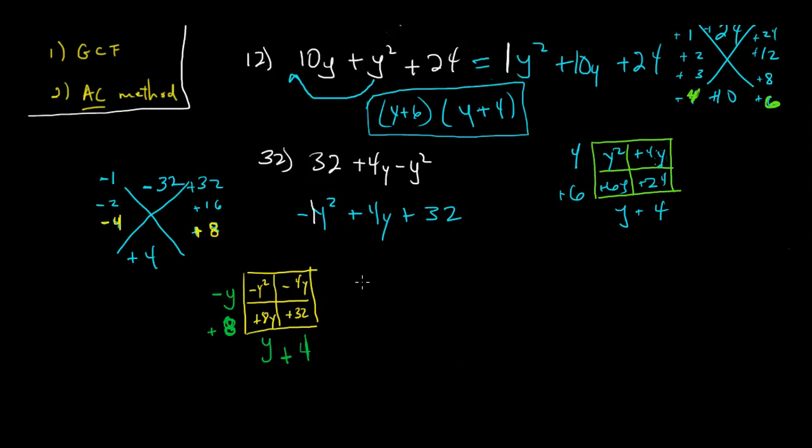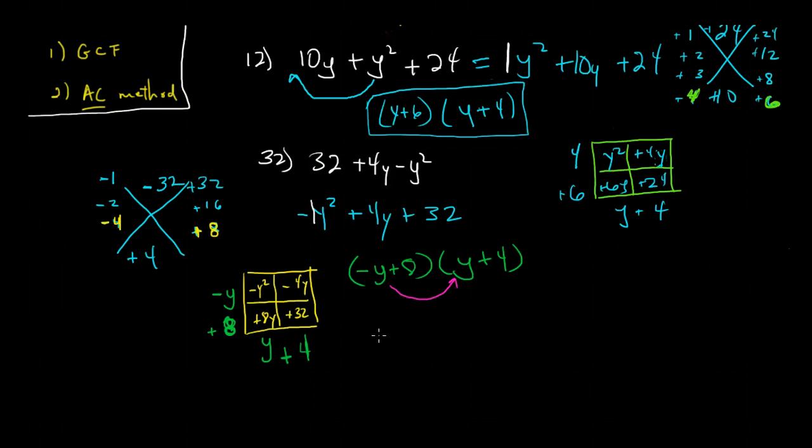So this factored, I have negative y plus 8 times the quantity y plus 4. And let's just expand that out. Let's use our crab claw here. I like the crab claw.